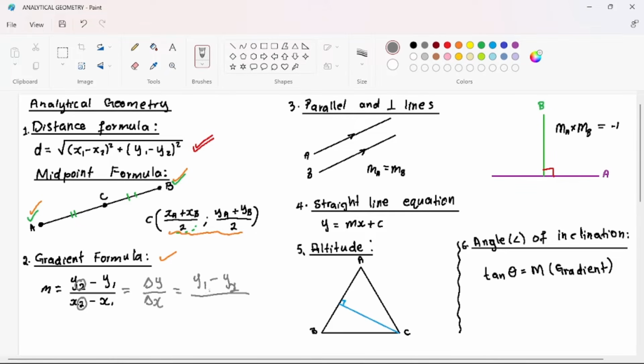But if you started with y1, you must make sure that you start with x1 on our denominator, right?